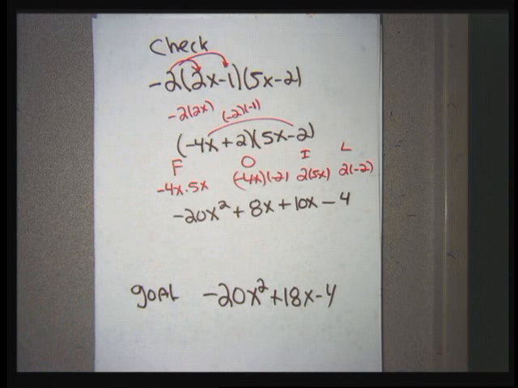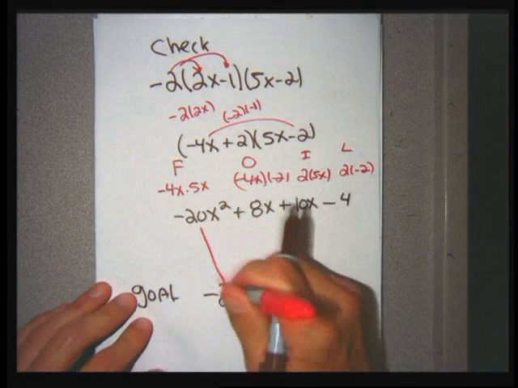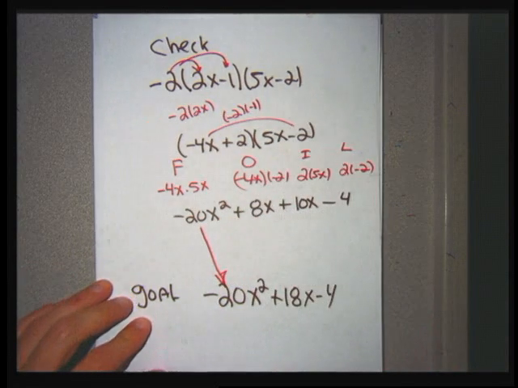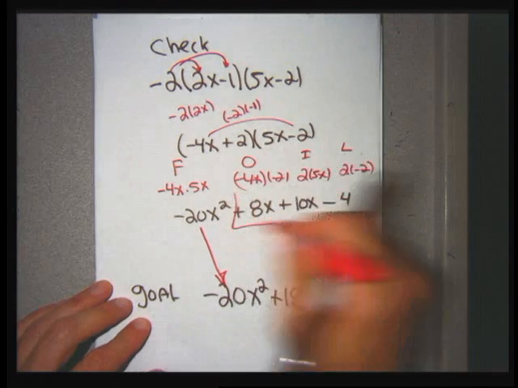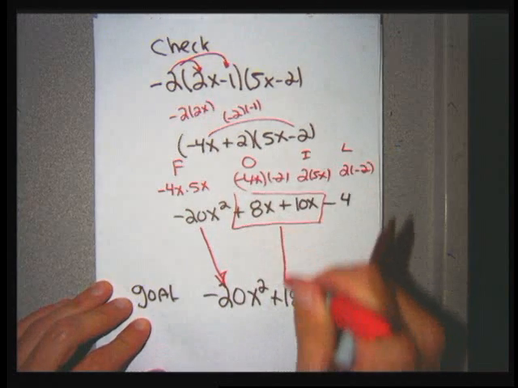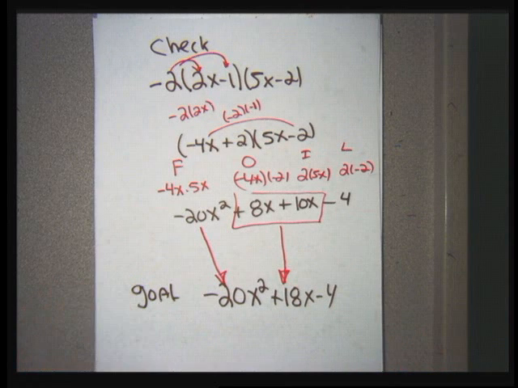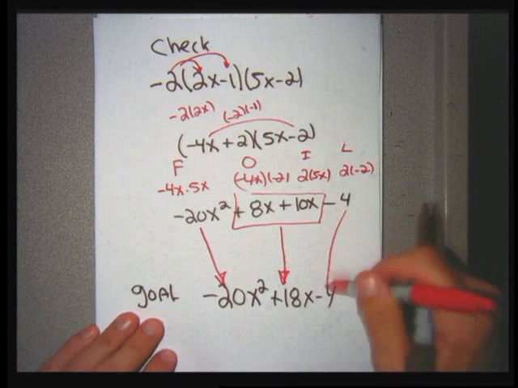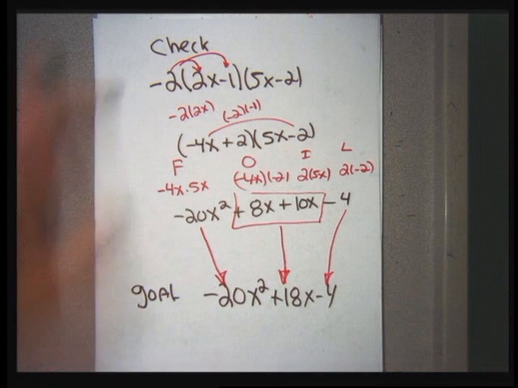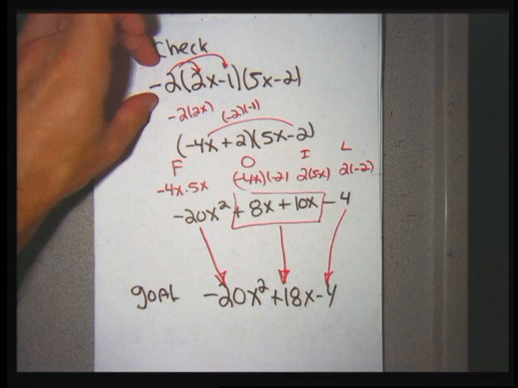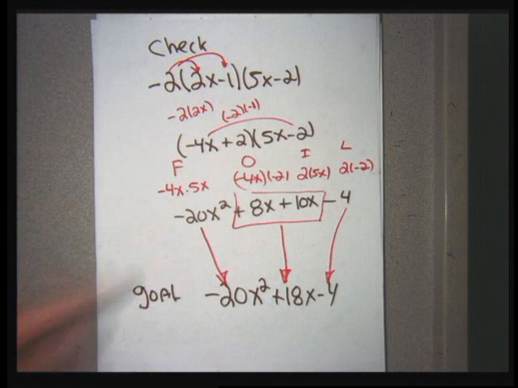So my foiling gives me negative 20x squared, which I see in my original problem. A positive 8 and a positive 10x. When I add those and combine those together, because they're both positive, I get an 18x and a minus 4, which I see in the original problem. Because when I multiplied out my answer, I get the original problem, my answer is correct.